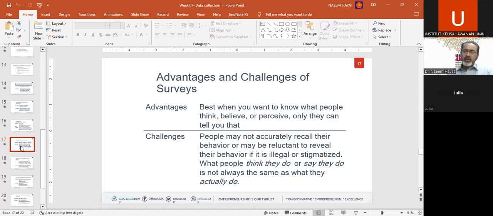What people think they do and say they do is not always the same as what they actually do. So that's the issue. Mostly when we are using the survey, we need to ask about their life right now. Sometimes we ask them to recall their memory, and it may not be good enough to recall the memory after some point. So these are some of the challenges. It is advisable to only ask about the behavior they are exhibiting right now, not the behavior they exhibited 5 years ago, 10 years ago, or some time ago.